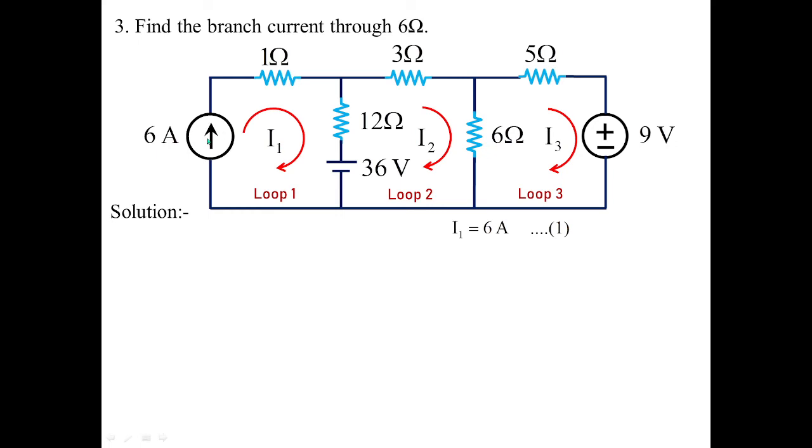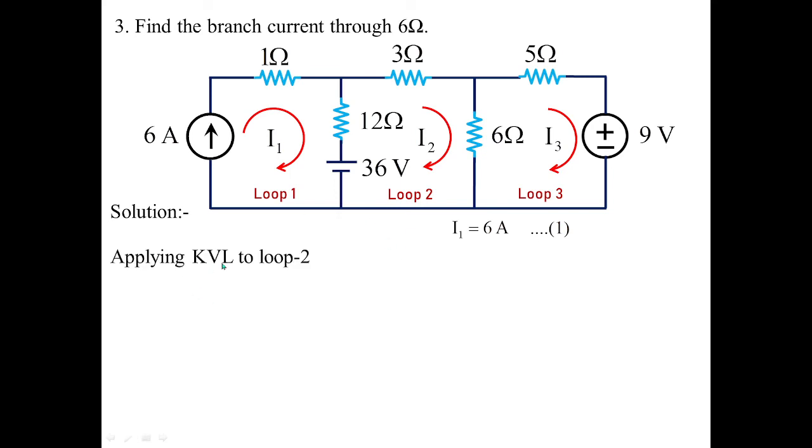Now here you can see, when I'm considering loop 1, fortunately we have 6 amperes here. It is the current source. So the branch current which is flowing from this point to this point is nothing but 6 amperes. That itself is becoming the loop current. So I1 is equal to 6 amperes. That we have to take as conclusion 1.